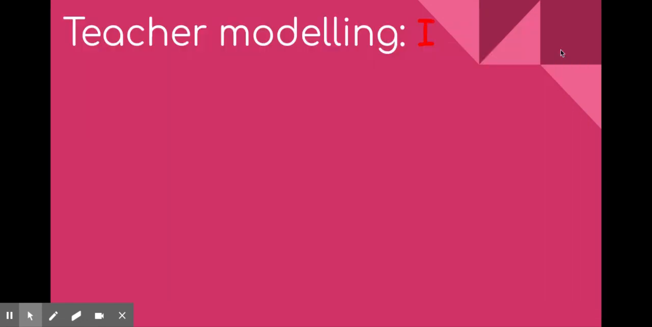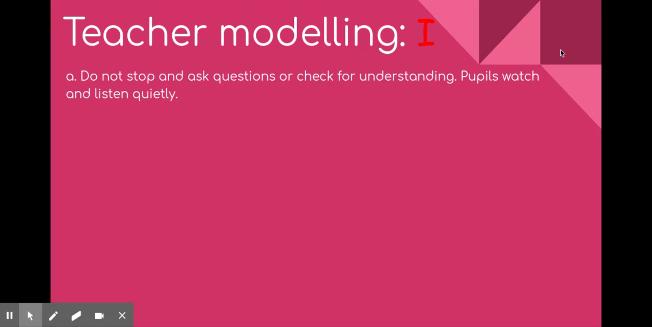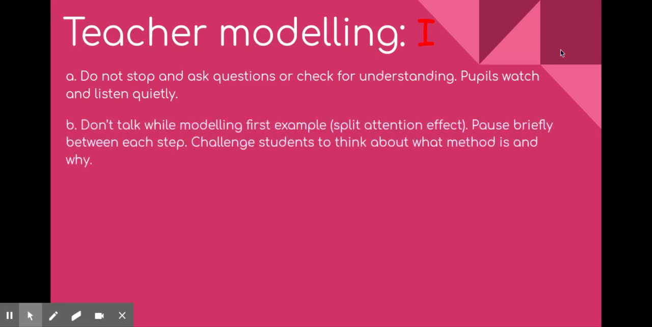Firstly, for the first example, don't talk and ask questions or check for understanding. Pupils should just watch and listen quietly. Don't talk while modelling the first example. This avoids the split attention effect. Tell students you're going to model silently. You could call it silent teacher mode.